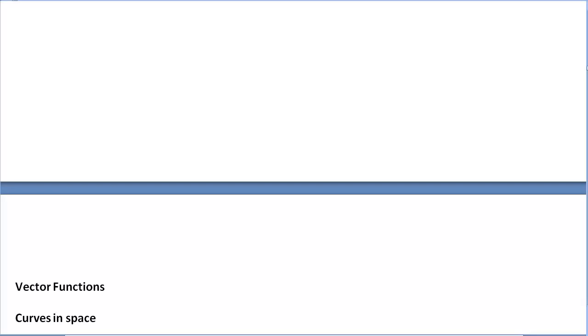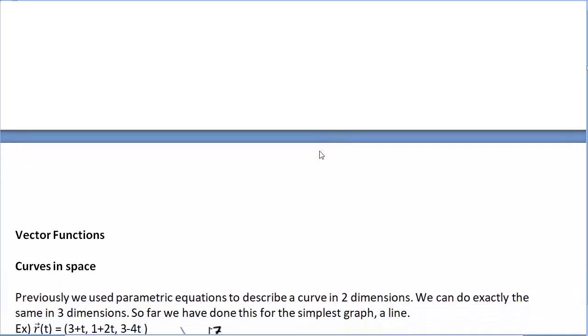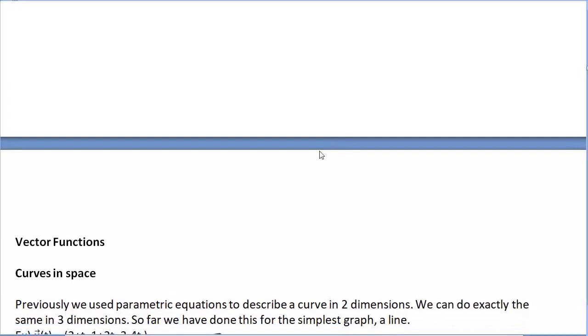Let's talk about vector functions. These describe roughly curves in space. Previously we've used parametric equations to describe a curve in 2 dimensions. Well, we can do exactly the same thing in 3 dimensions.